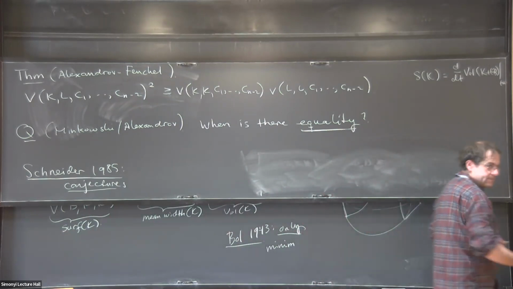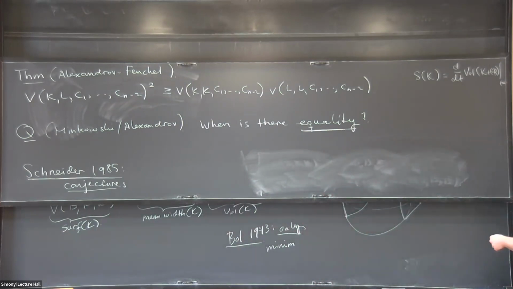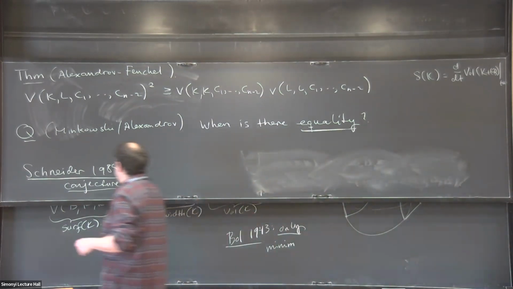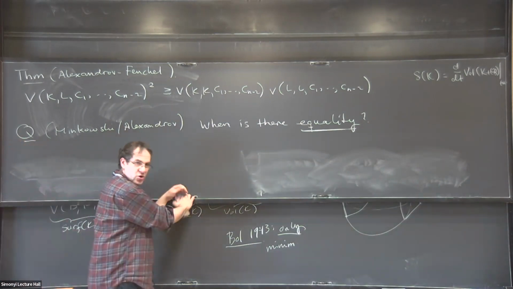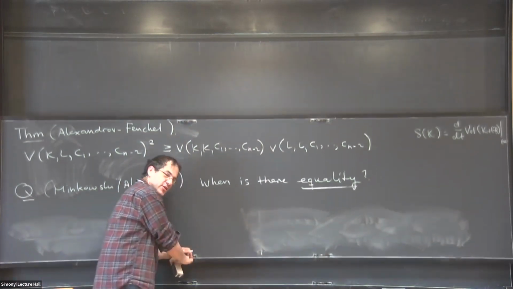So you're doing dimension 3 already? This is dimension n. What do you see in dimension 3? All three of them. Okay. In dimension 2, there are no non-trivial equality cases. This was known to Minkowski.